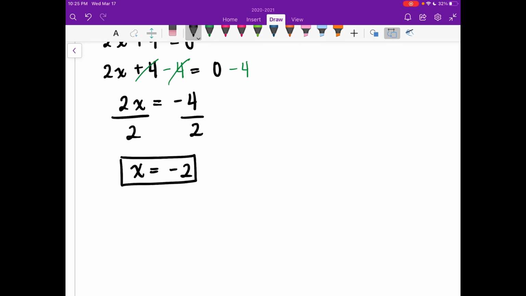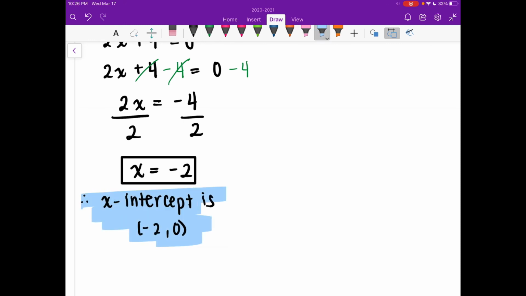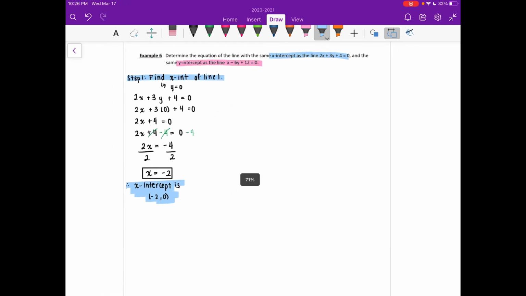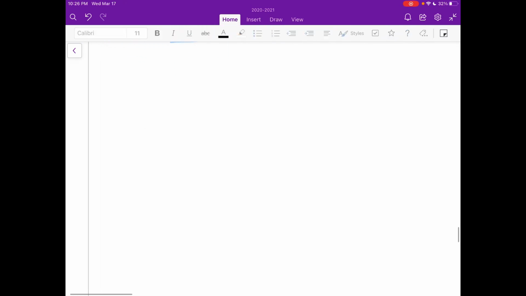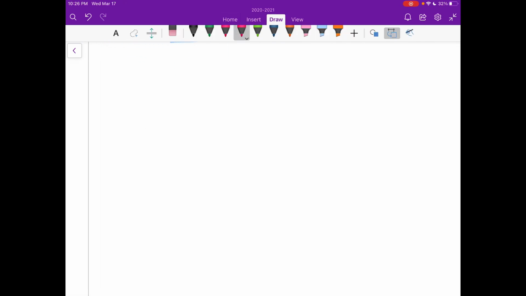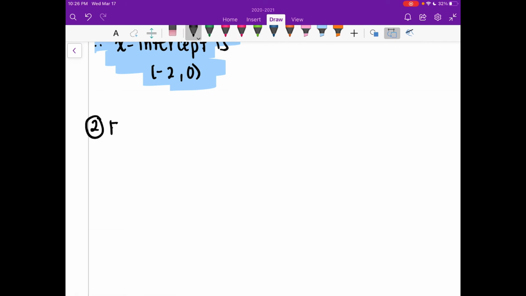Right, so if x is equal to negative 2, therefore a point on the graph, which is the x-intercept, is negative 2 and 0. So now I have a point on the graph already. I'm just going to put this in blue. I know that one of my points is going to be negative 2 and 0. Let's move on and find our y-intercept here.